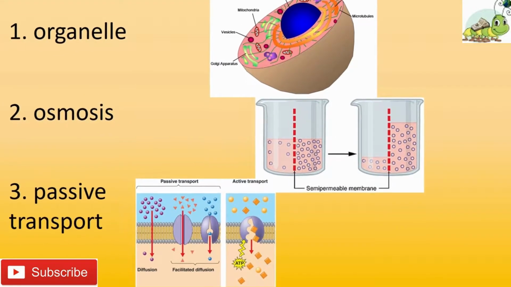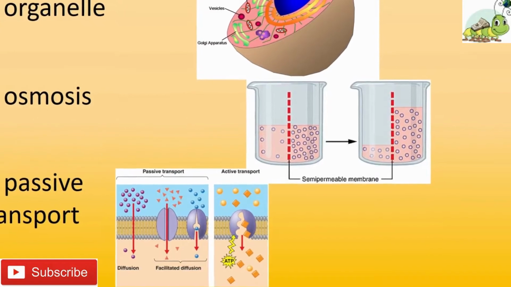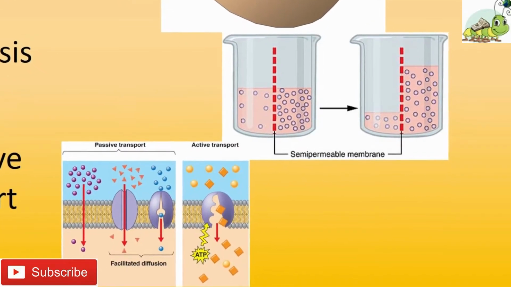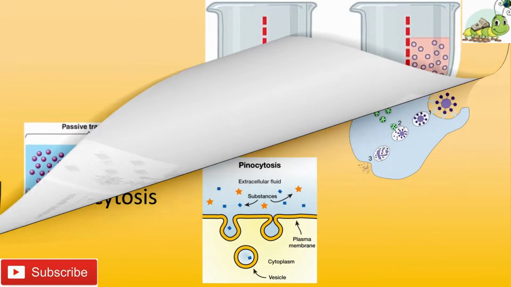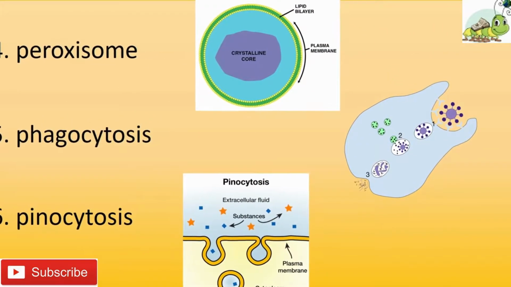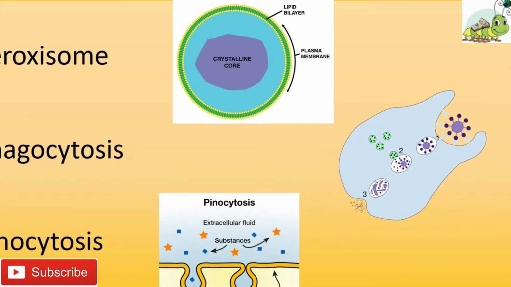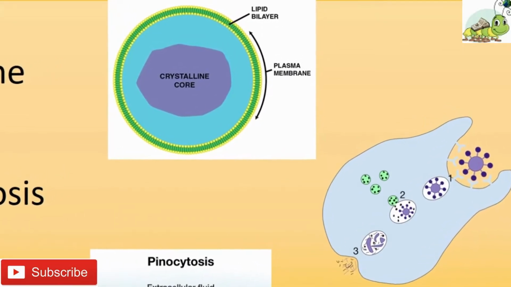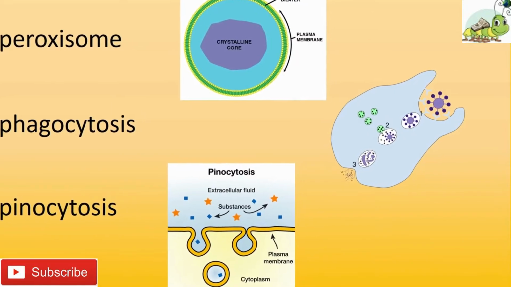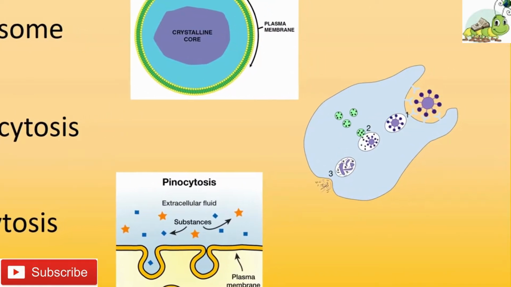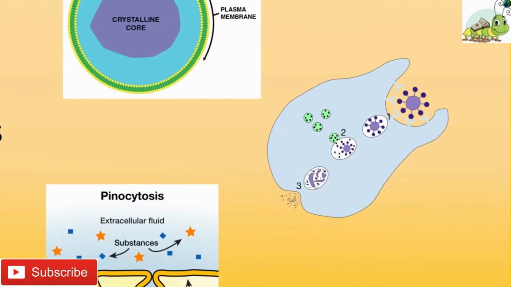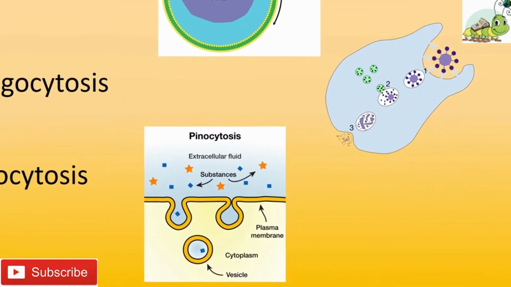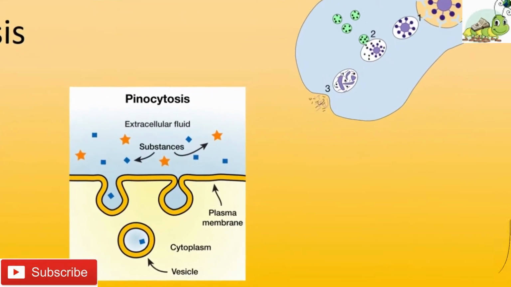Point number 3, passive transport. A form of transport across the cell membrane that does not require input of cellular energy, meaning ATP is not required for passive transport. Point number 4, peroxisome. A membrane-bound organelle that contains enzymes primarily responsible for detoxifying harmful substances. Point number 5, phagocytosis. Endocytosis of large particles, the solid particles, is called phagocytosis. Point number 6, pinocytosis. Endocytosis of fluid, the liquid material.